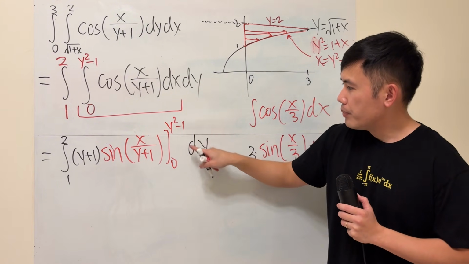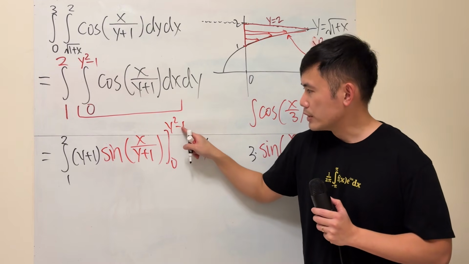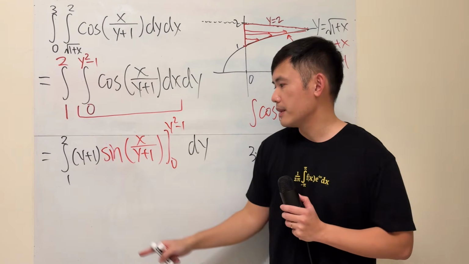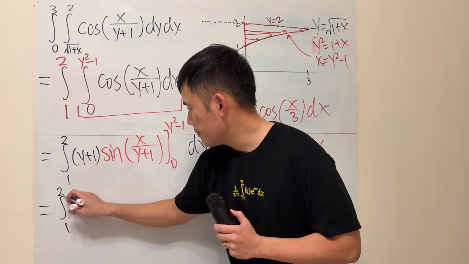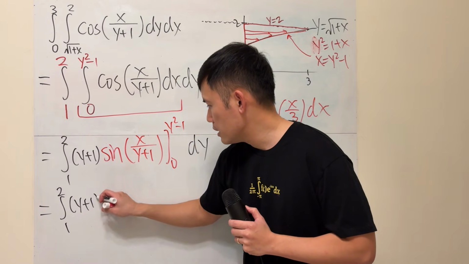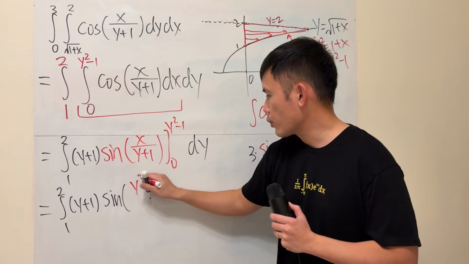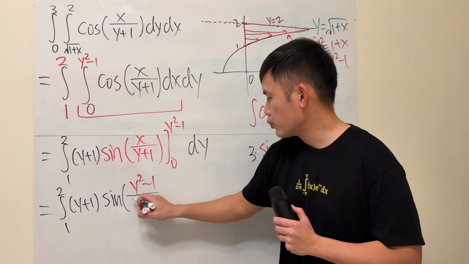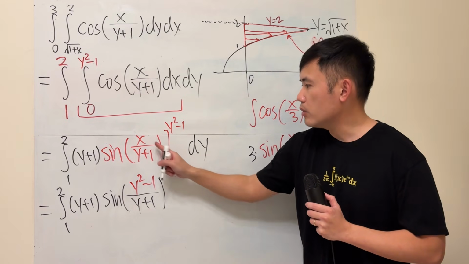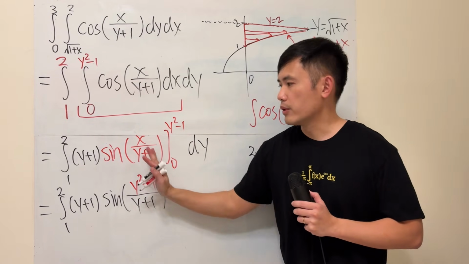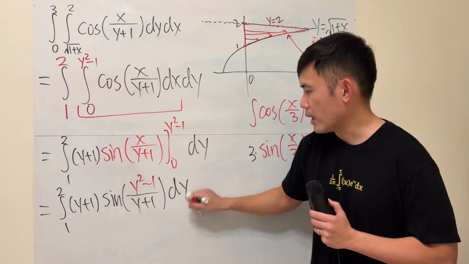Now, if I put y squared minus 1 into x, remember, I just have to plug this into x, not into the y. The outer stays the same. The y plus 1 stays the same, but we still have sine, and that will be y squared minus 1 over this y plus 1. And then I have to plug in 0. Sine of 0 is 0, so the second term is just 0. That doesn't matter. And we have dy.